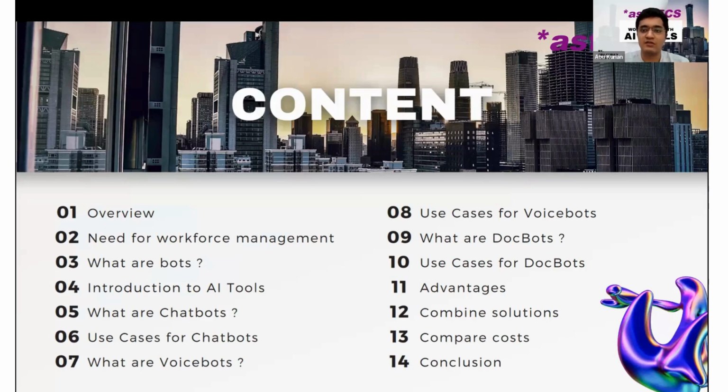Before we look into different kinds of bots, what I would like to do is give everyone a brief baseline about what a bot is, and then we look at different kinds of bots that can help in different processes, their use cases. We'll also look at advantages of these bots and how we can combine different solutions. And at the end, everyone is in the presentation to know how it is optimized, so to put a figure on it, we'll also have a basic cost comparison so that we understand what it is. So let's begin.